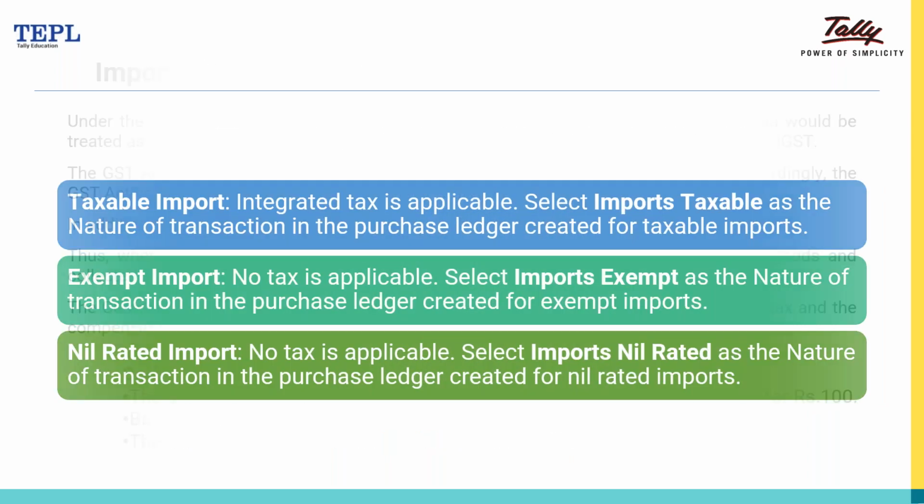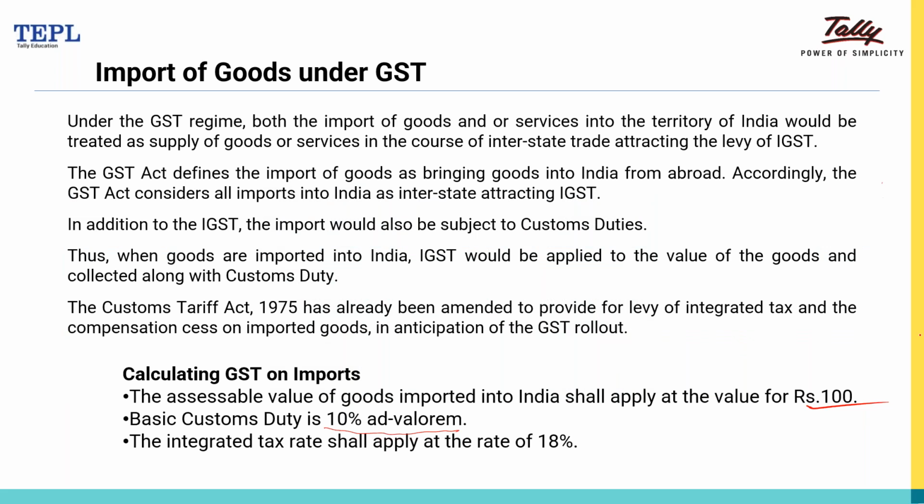So this is the format. If your goods value is 100 rupees and 10% basic customs duty is applicable, it becomes 110, and 18% will be calculated on 110.